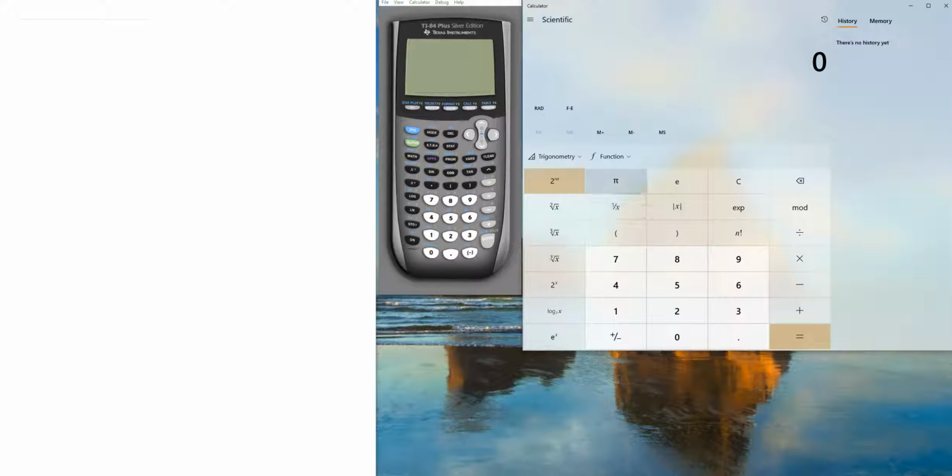We have the pi because you use it a lot. 1 over x, absolute value of x, exponential function. C for clearing. If you type something and you want to clear it, you click on it. And the other functions here: division, multiplication, subtraction, addition, and equal. Now, if you click second here, it gives you in the first column almost the opposite of these: x squared, x cubed, x to the y.